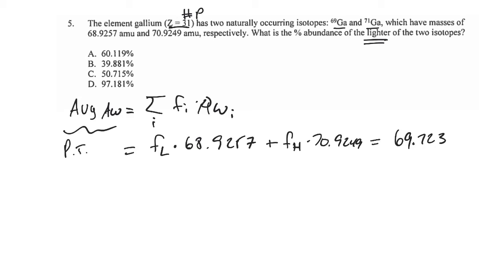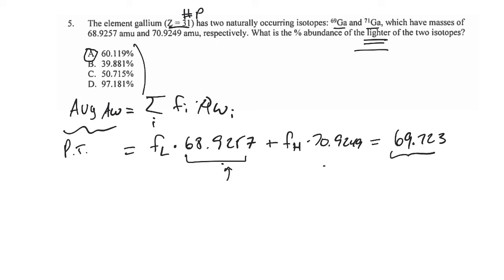Okay, now just a simple inspection of where this is relative to the two isotope masses might actually help me narrow in on my choices. So when I look at my choices, 68.9, 70.9, 69.7. So we are closer to the lighter isotope. So it seems as if the answer is probably going to have to be A, just from simple inspection, okay? Because if it's really 97% of the lighter isotope, then the atomic weight's going to be much closer to 68.9257 than what it actually is.